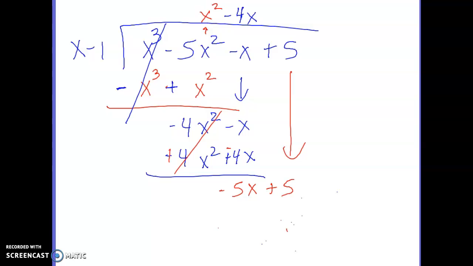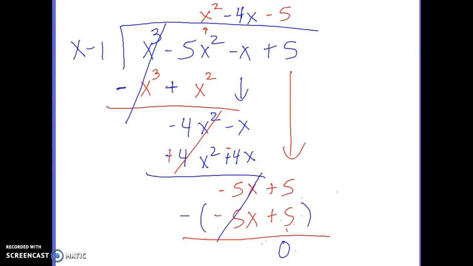So we've got, this is a negative 5, right? Negative 5 times x gives us negative 5x. Negative 5 times negative 1 gives us a plus 5. That works out perfectly because when I subtract them, these are going to cancel. I'm going to end up with 0.